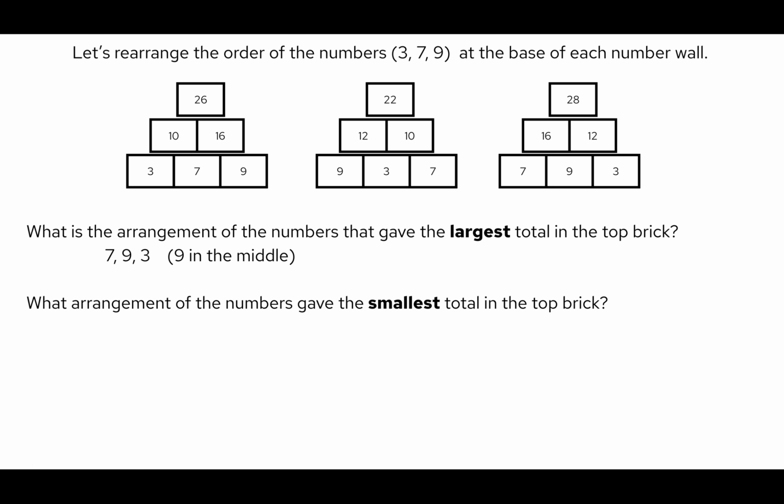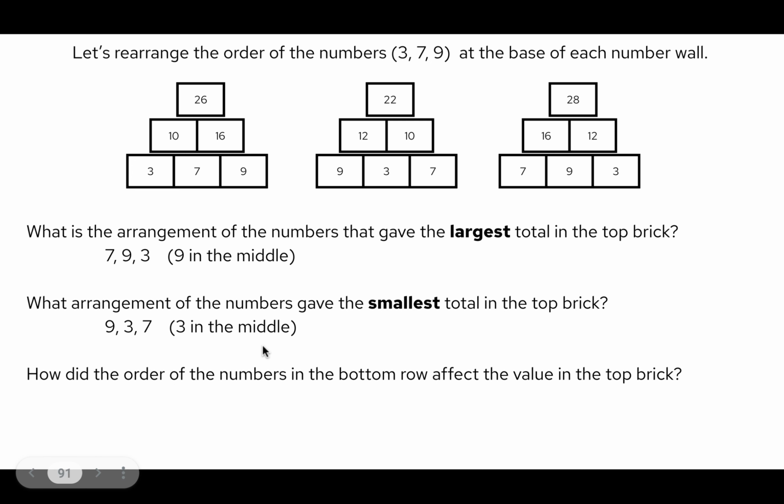And what arrangement gave us the smallest total in the top brick? Looks like this one, which was 22. So it was when 3 was in the middle, the 9, 3, 7.